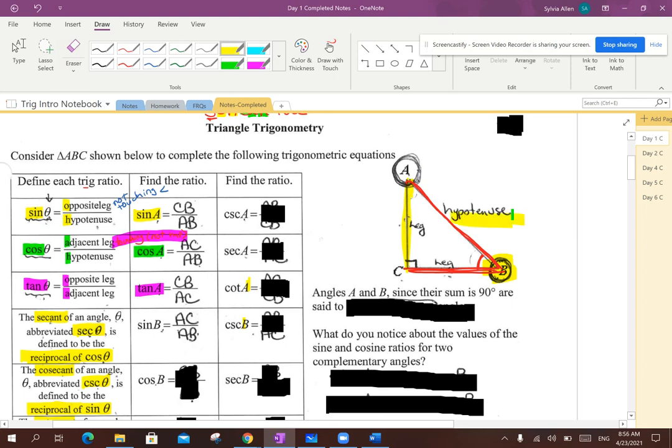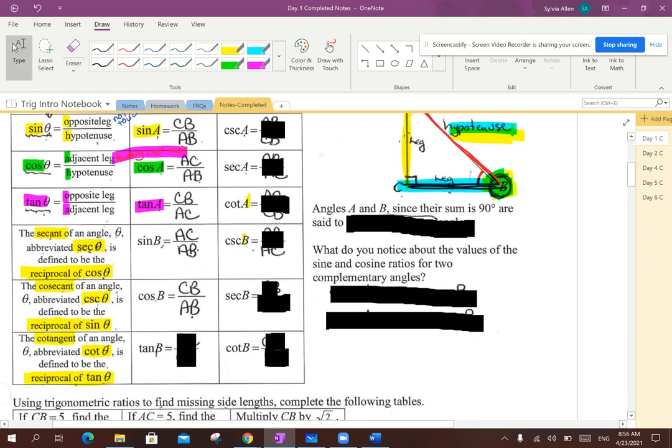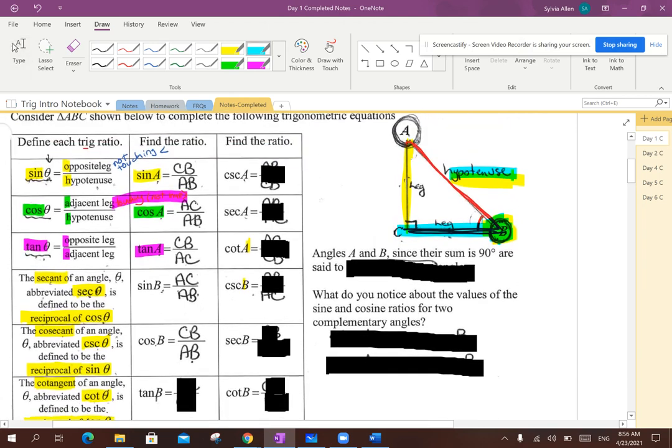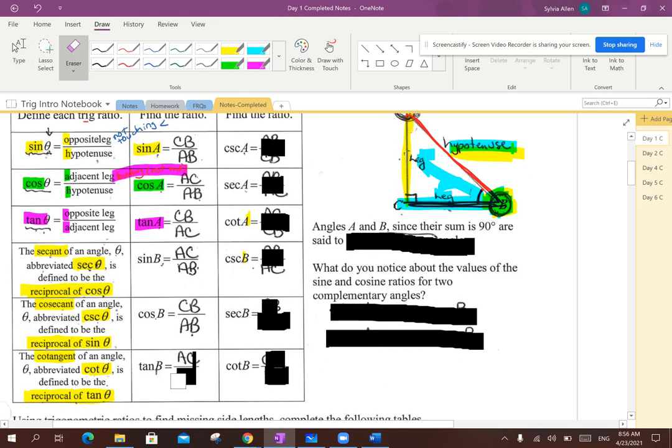Now let's take a look at cosine of B. Again, our angle is here. It says adjacent, which is not the hypotenuse. So this would be the adjacent one over the hypotenuse. So we've got CB over AB. And then, of course, tangent. Tangent says it's opposite over adjacent. So we have AC over CB.